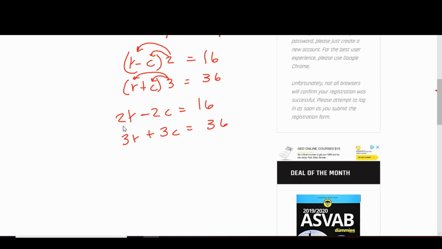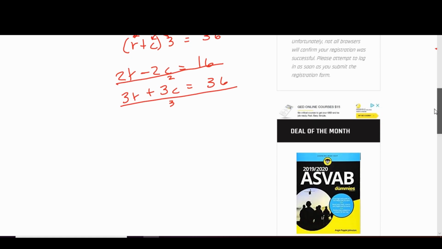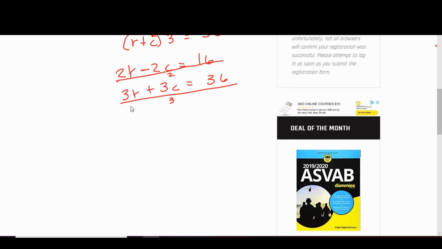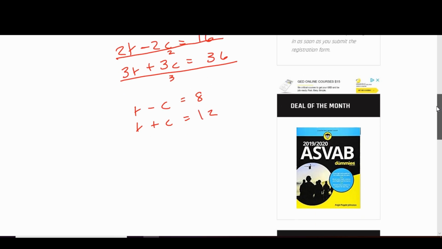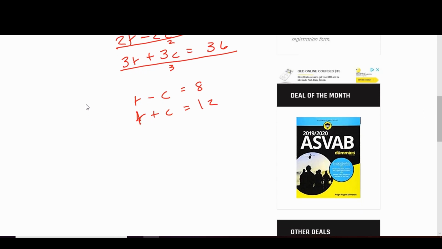Now I'm going to reduce both of these. That is, I'm going to divide all of these by a factor of 2, and I'm going to reduce all of these by a factor of 3. 2R divided by 2 is R. Negative 2C divided by 2 is negative C. 16 divided by 2 is 8. 3R divided by 3 is just R. 3C divided by 3 is just C. And 36 divided by 3 is going to be 3 goes into 3 one time, 3 goes into 6 2 times, 12.